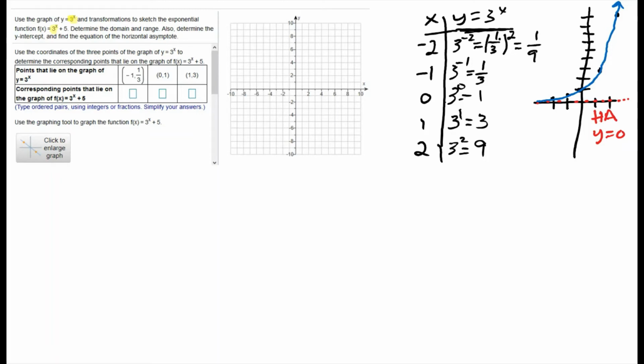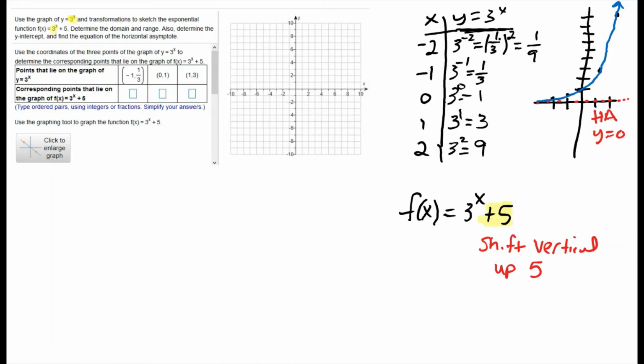And then we want to know what f of x equals 3 to the x plus 5 looks like. So this plus 5 is a transformation. And because it is adding 5, we know that that is going to be a shift. And because it's on the outside, it's a vertical shift. And because it's a plus, we know it's going to go up, and plus 5, up 5. So if we take this graph over here and shift it up 5 units, we're going to get our graph.